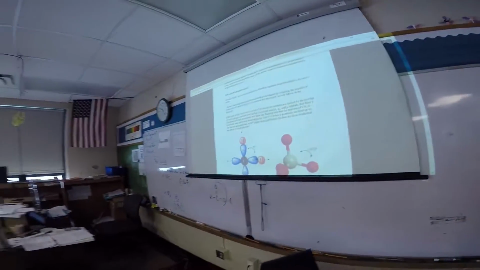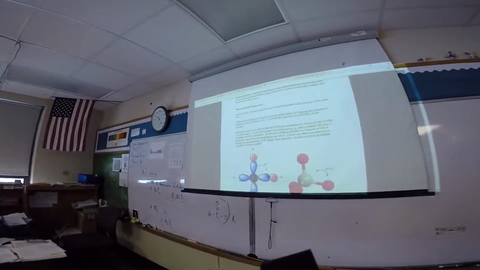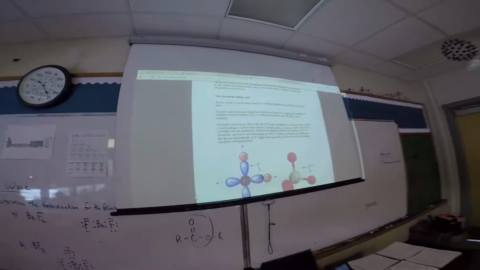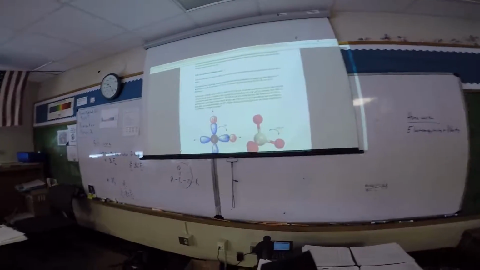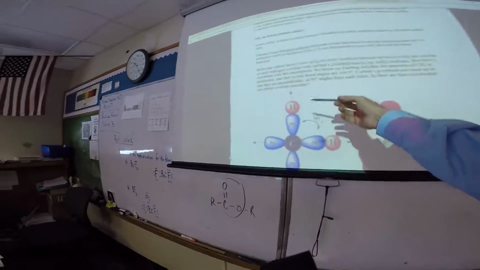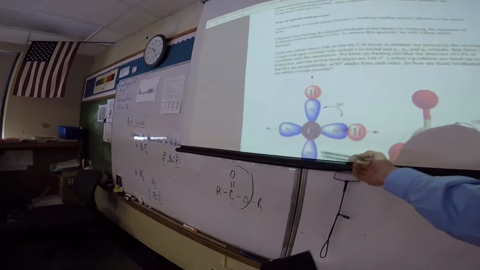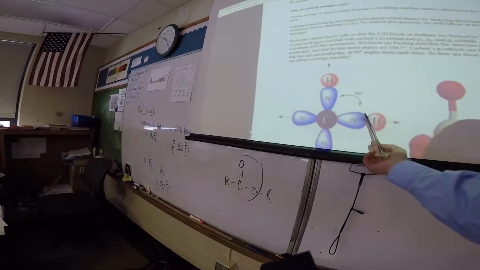So what he did, he noticed some behavior associated with substances, specifically with methane. He studied it quite a bit, and he noticed that if you were to do your geometry associated with the S and P model, you'd have a bond angle of 90 degrees.